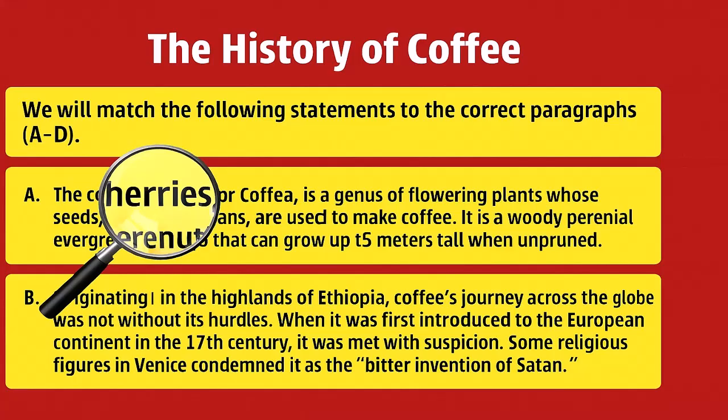I'm scanning paragraph A. I see words like plant, leaves, flowers, berries. This paragraph is describing what the plant looks like. There is no mention of the brain here. I move to paragraph B. I'm still scanning for brain. I see Ethiopia, European continent, suspicion, condemned, Satan. This paragraph seems to be about early history and problems. I don't see anything about the brain, so I need to keep going.